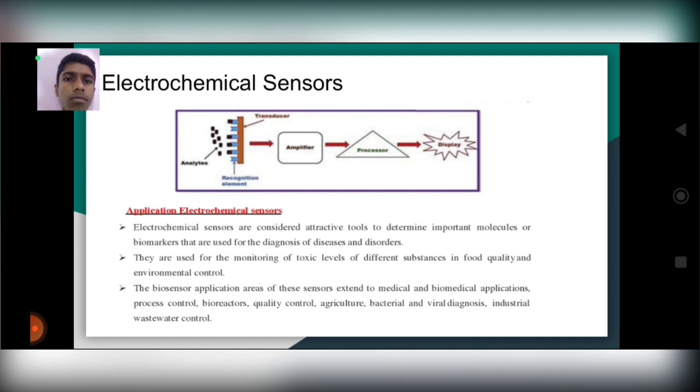Electrochemical sensors. Applications: electrochemical sensors are considered attractive tools for determining important molecules or biomarkers that are used for the diagnosis of diseases and disorders. They are used for monitoring toxic levels of different substances, water quality and environmental controls. The application areas of these sensors extend to medical and biomedical applications, process control, bioreactors, quality controls, agriculture, bacterial and viral diseases, industries, wastewater control, etc.